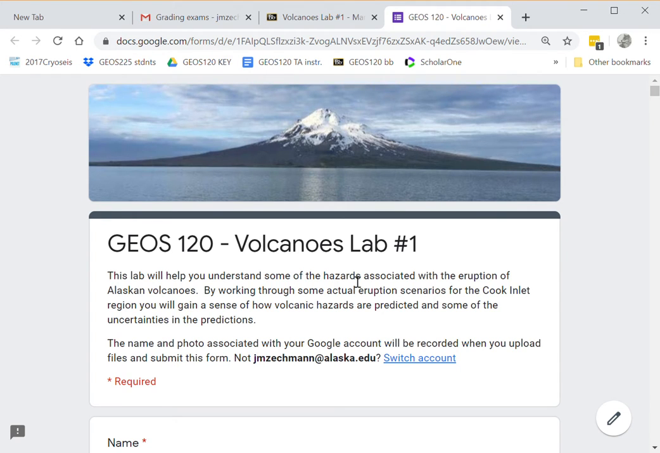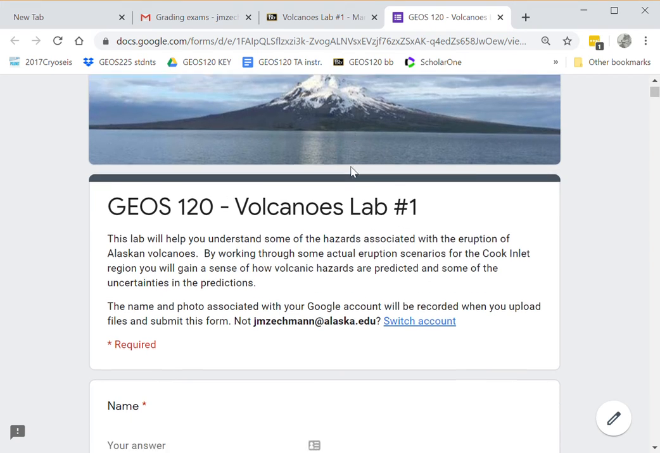Hello class, I'm going to go through Volcanoes Lab number 1 and explain some of the figures and the instructions that might be confusing. Note that this is not a substitution for reading all the instructions yourselves. You definitely have to do that, but some of the figures might be a little bit confusing, so I'm going to go over that.